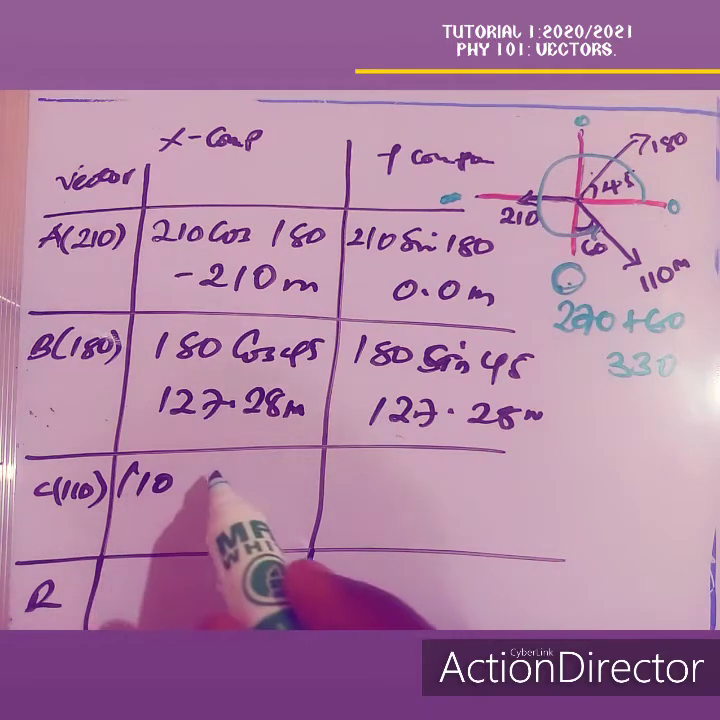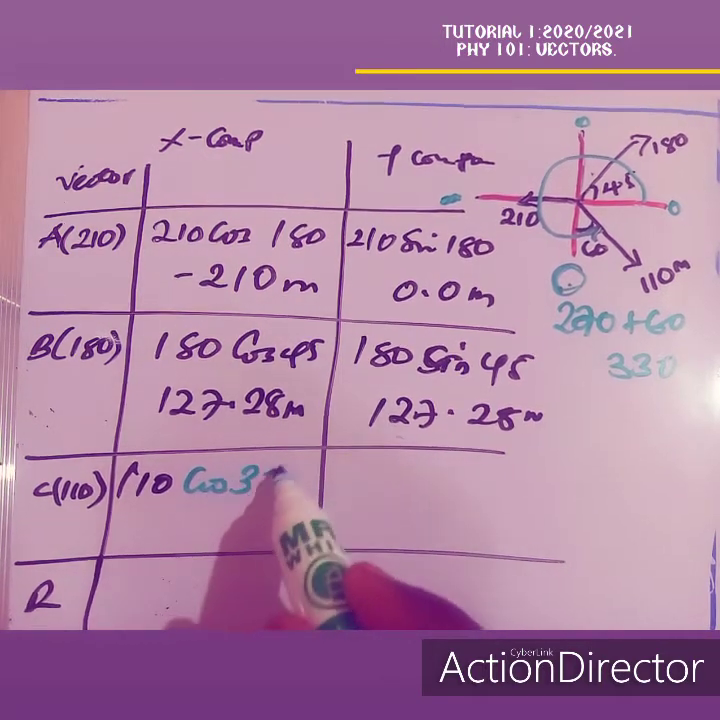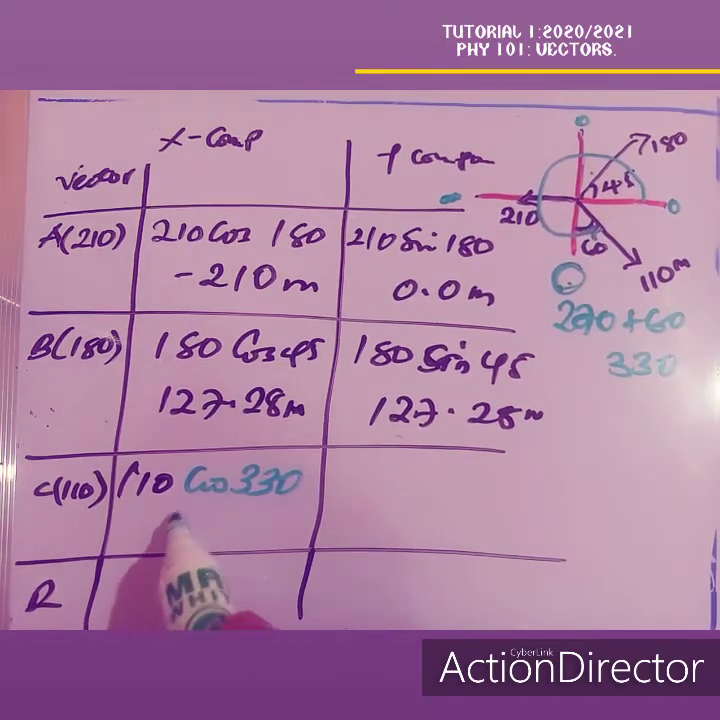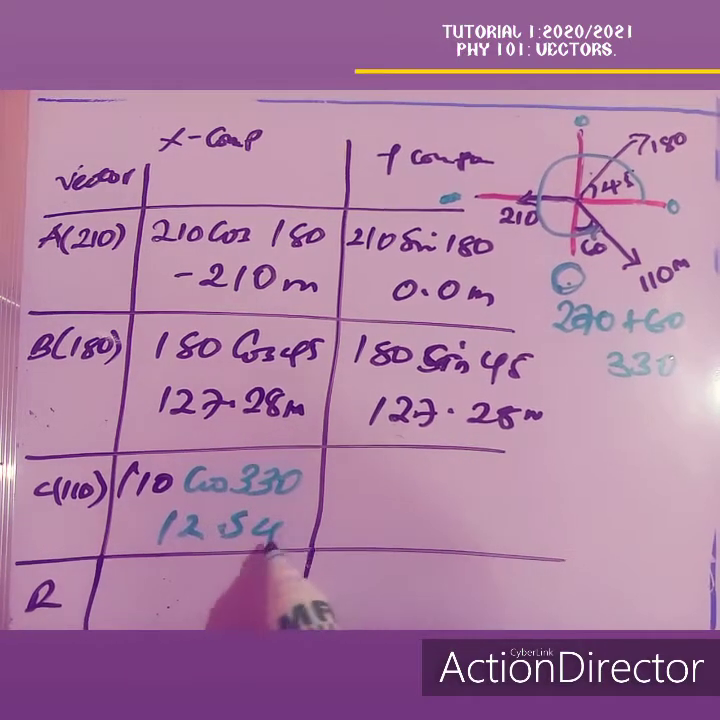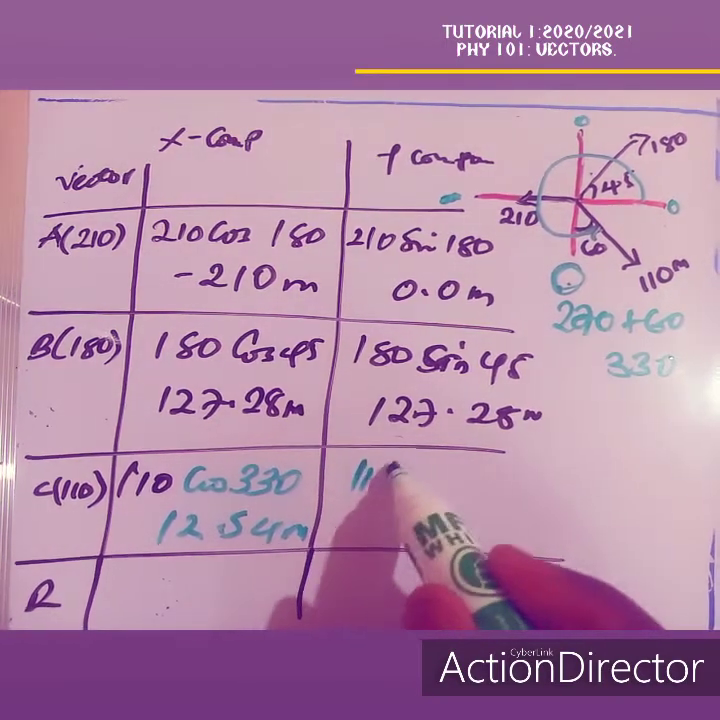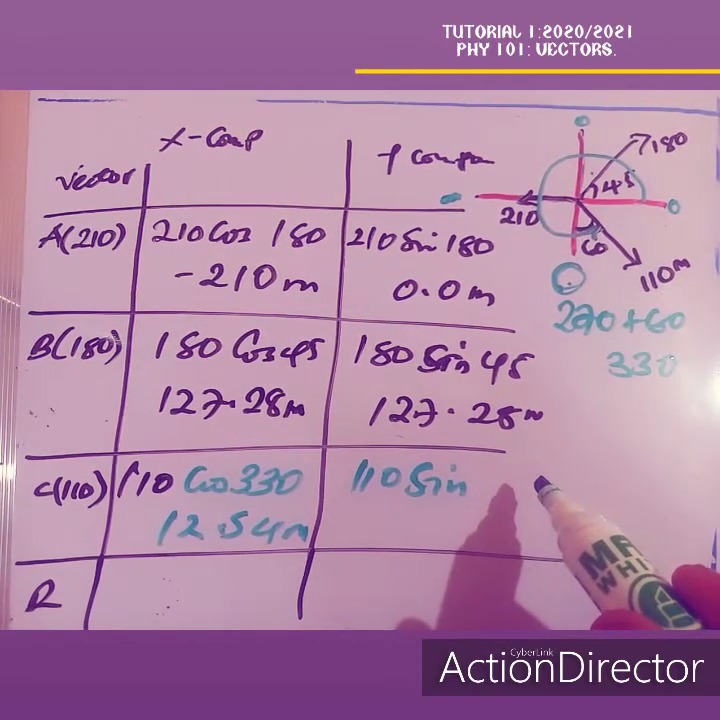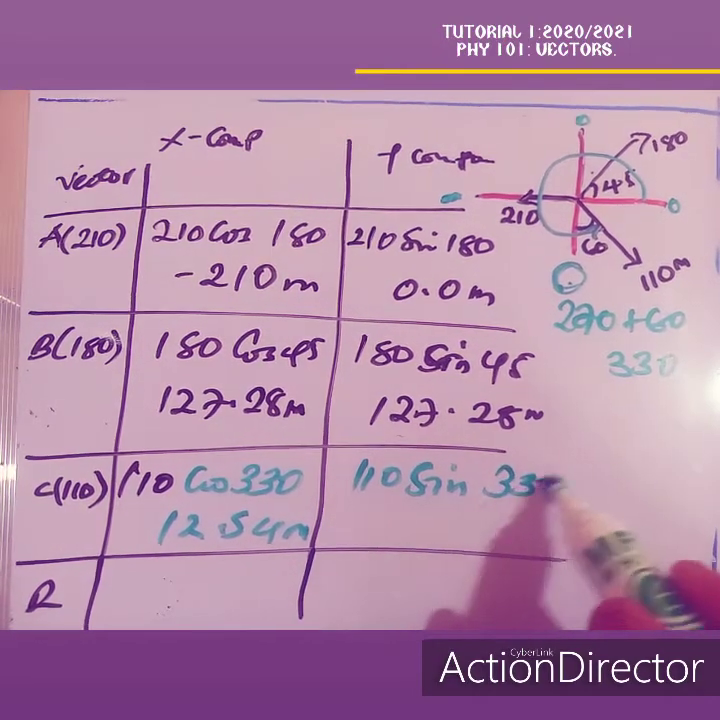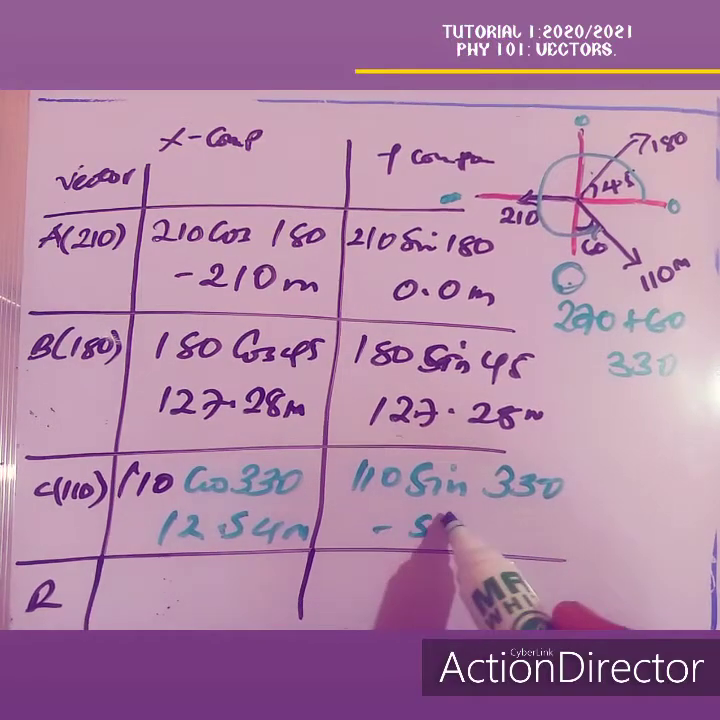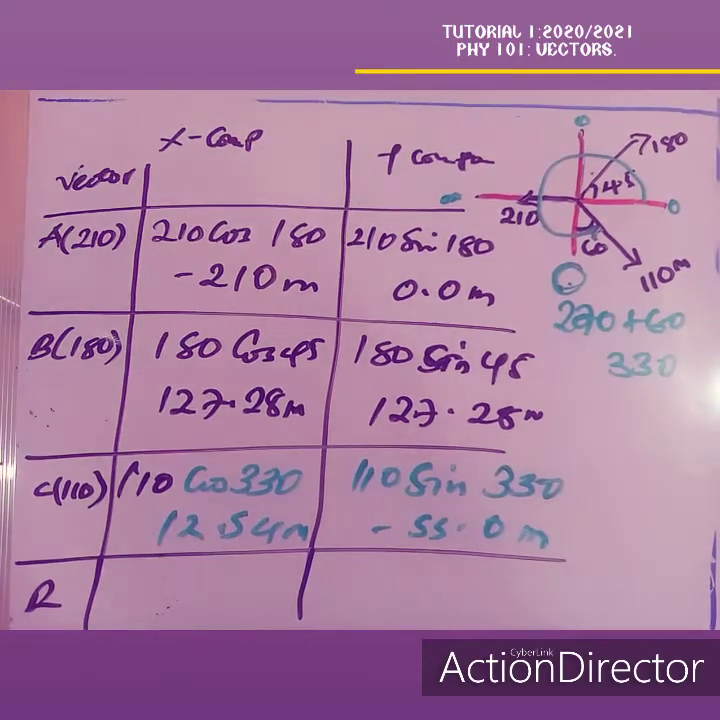So it will be 110 cos 330, that will give us 12.54 meters. Then 110 sine of 330, that is going to give us minus 55.0 meters. Okay, then you add to find the resultant.